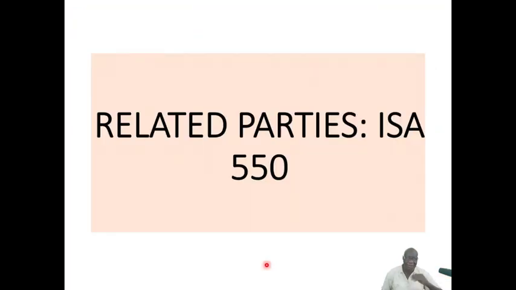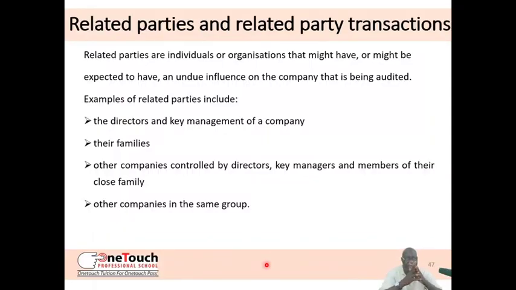Related parties. In auditing, we also have to consider related parties. What therefore is a related party? Related parties and related party transactions are very contentious areas that need to be considered by all auditors. Related parties are individuals or organizations that might have, or might be expected to have, undue influence on the company that is being audited. So there is a company that is related to your client. The undue influence that it may have on the client is what we call related party transactions. So any transaction in that form is a related party transaction.